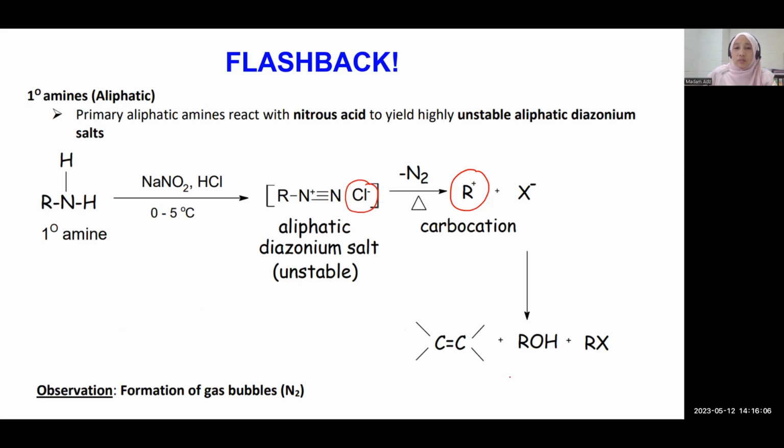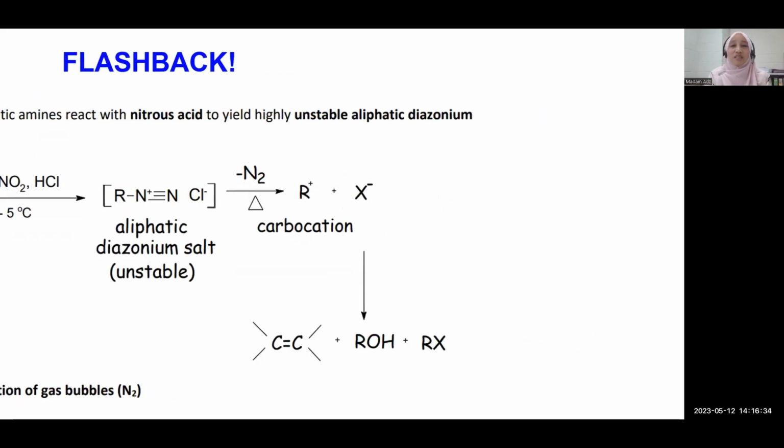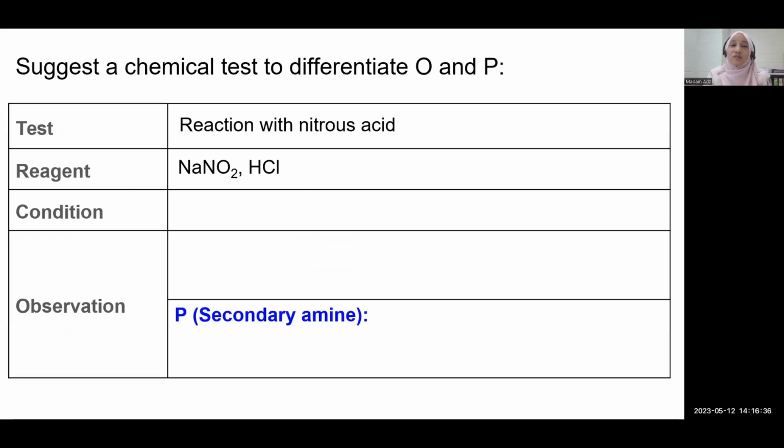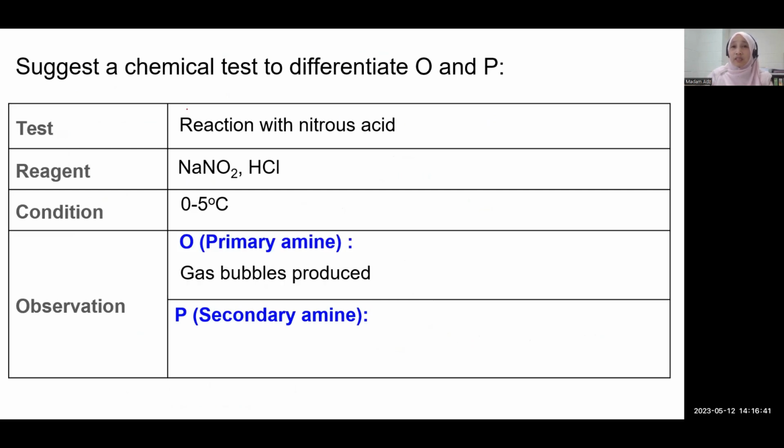Dan juga sebenarnya nitrogen gas. Okay, nitrogen gas. So the first one adalah nitrogen gas. So you akan nampak dulu. So nitrogen gas produce dan selepas itu karbokation dia akan bergabung dengan halide, dia akan bergabung dengan hydroxide ion. Bila dia bergabung dengan halide dia akan produce haloalkane. Bila dia bergabung dengan hydroxide dia akan produce alcohol dan karbokation itu sendiri akan rearrange untuk produce alkane. Okay, dah ulang banyak kali ni, maksudnya boleh ingatlah. Okay, so kita akan dapat gas bubble produce dan gas bubble itu sebenarnya adalah nitrogen gas.